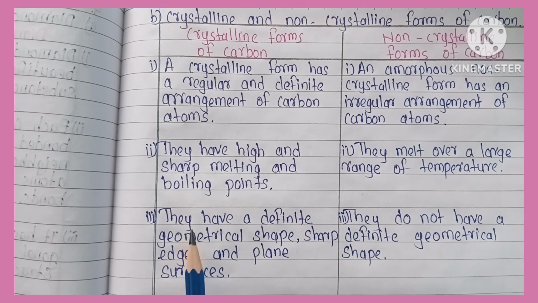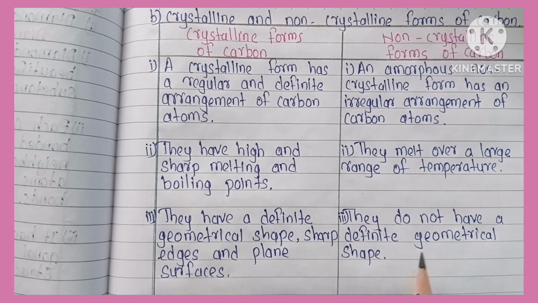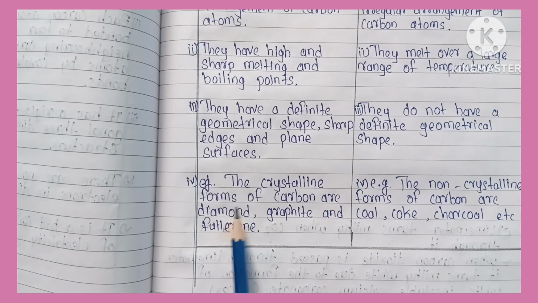Crystalline forms of carbon, they have definite geometrical shape, sharp edges and plane surfaces. Non-crystalline forms of carbon, they do not have a definite geometrical shape. Examples of crystalline forms of carbon are diamond, graphite and fullerene. Examples of non-crystalline forms of carbon are coal, coke, charcoal, etc.